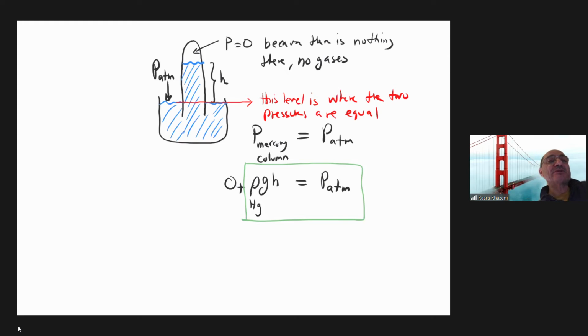So this is pretty simple. The reason people don't use this outside labs is because mercury is poisonous and they don't want to get people sick. But it's a pretty nice little device that gives you the atmospheric pressure wherever you are.